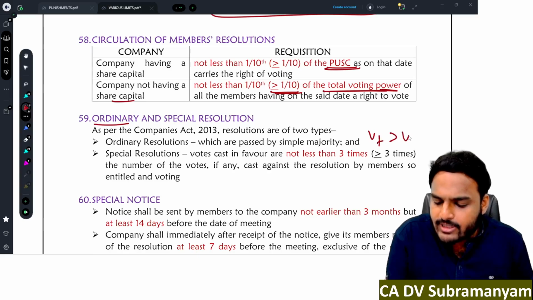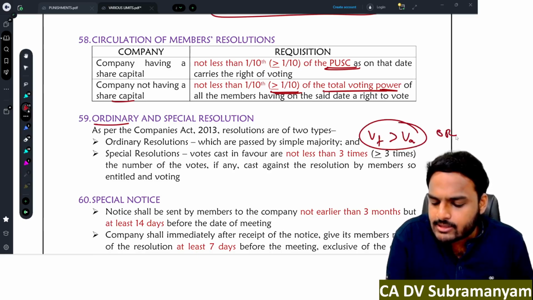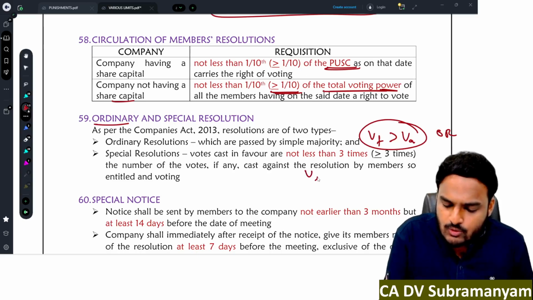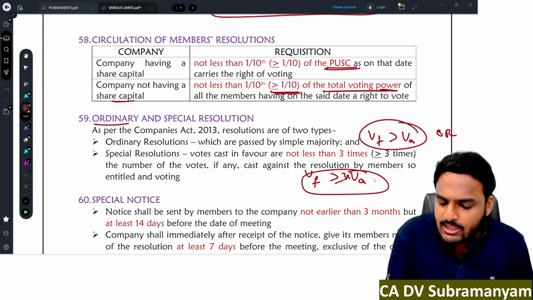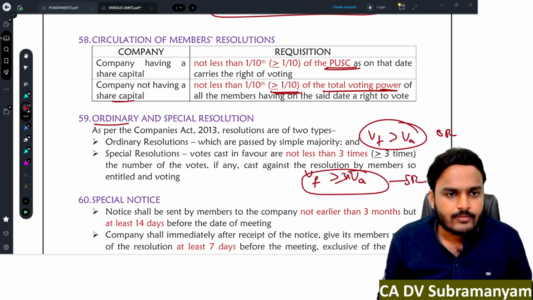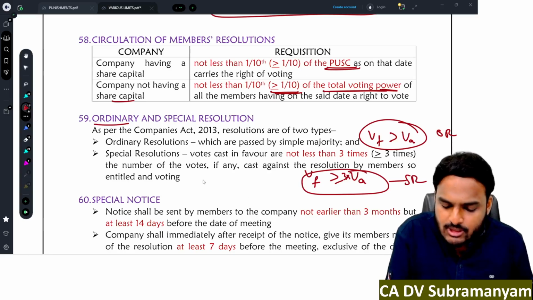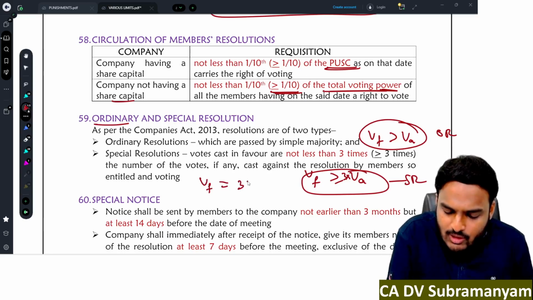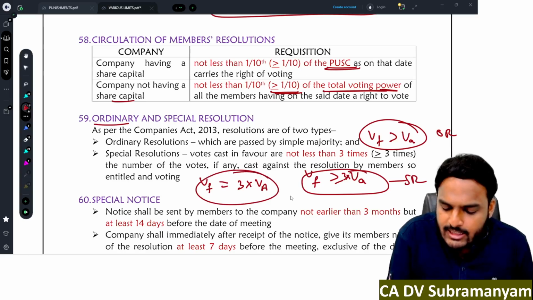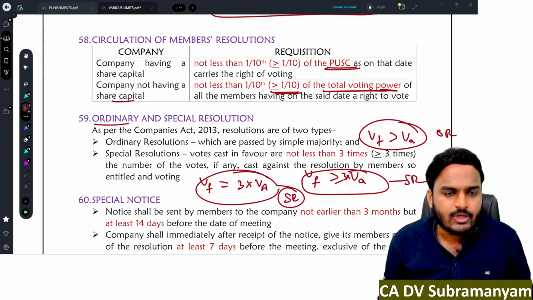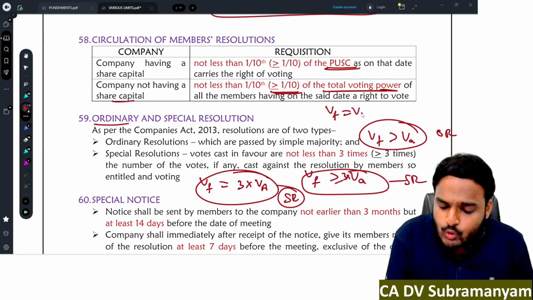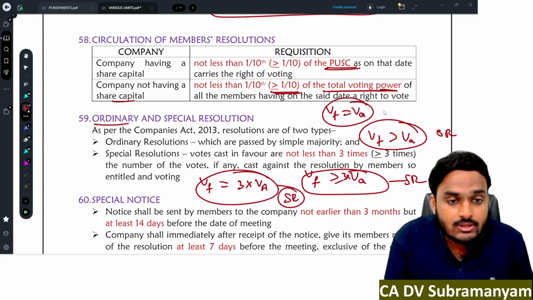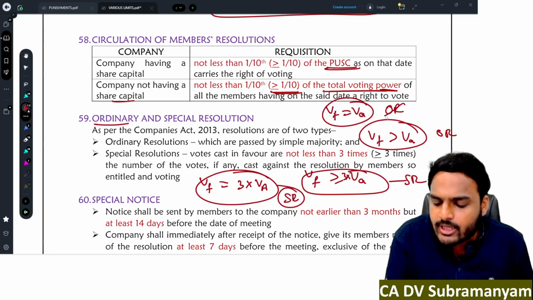Next, ordinary resolution. Simple. Votes in favor greater than votes against. Special resolution. Votes in favor greater than or equal to 3 times of votes against. So equality is possible in special resolution. Suppose votes in favor equal 3 times of votes against. Yes, we get special resolution. But if votes in favor equal votes against, it should not be considered as ordinary resolution.